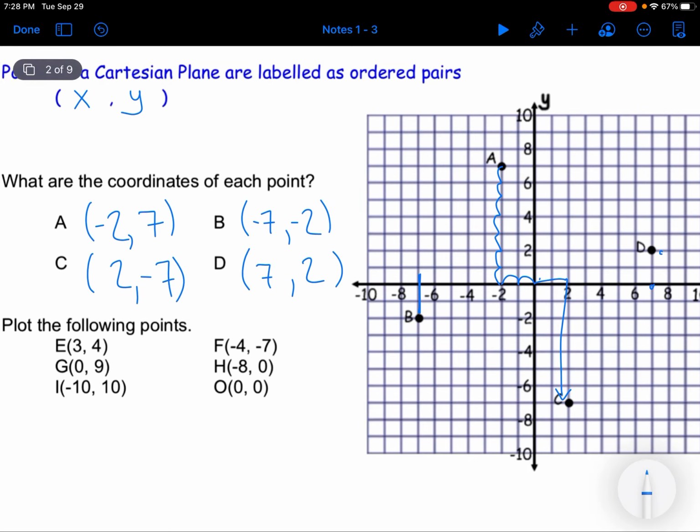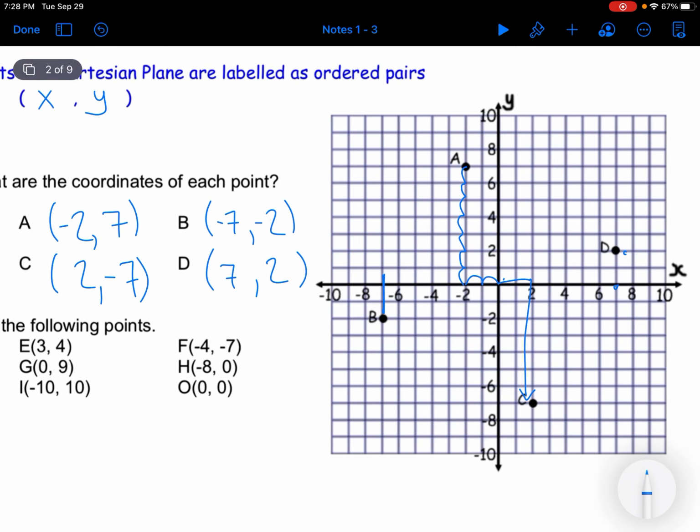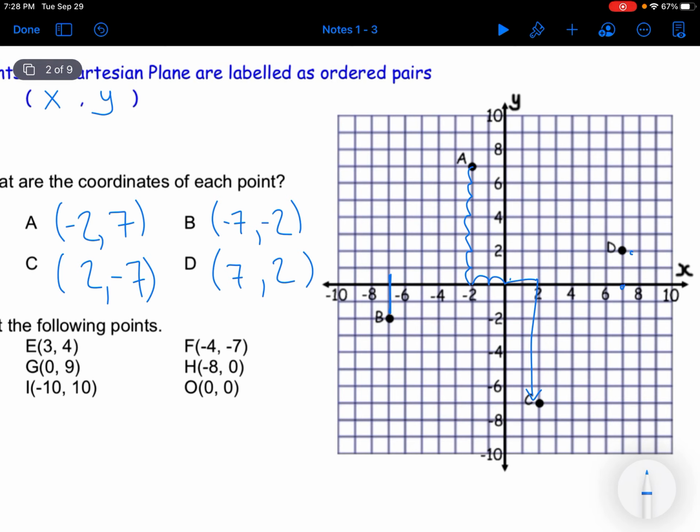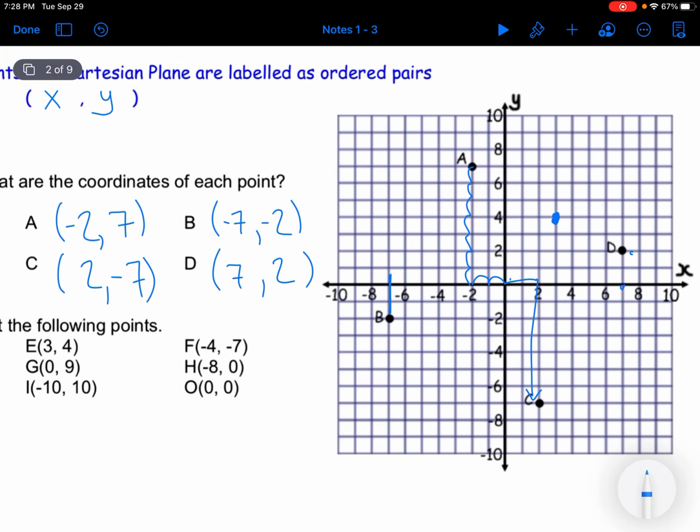Now it says, label the following points or plot the following points on the graph. So now we need to put some more points on. E is 3, 4. We always start horizontally. So we're going to go in 3, 1, 2, 3 to the positive, and then up 4. I'm going to make my points a little bit bigger here. My point 3, 4 is going to be right there. And that's E. When we're looking at F, we have -4, and then I'm going down 7. So -4, -7 is going to be right there.